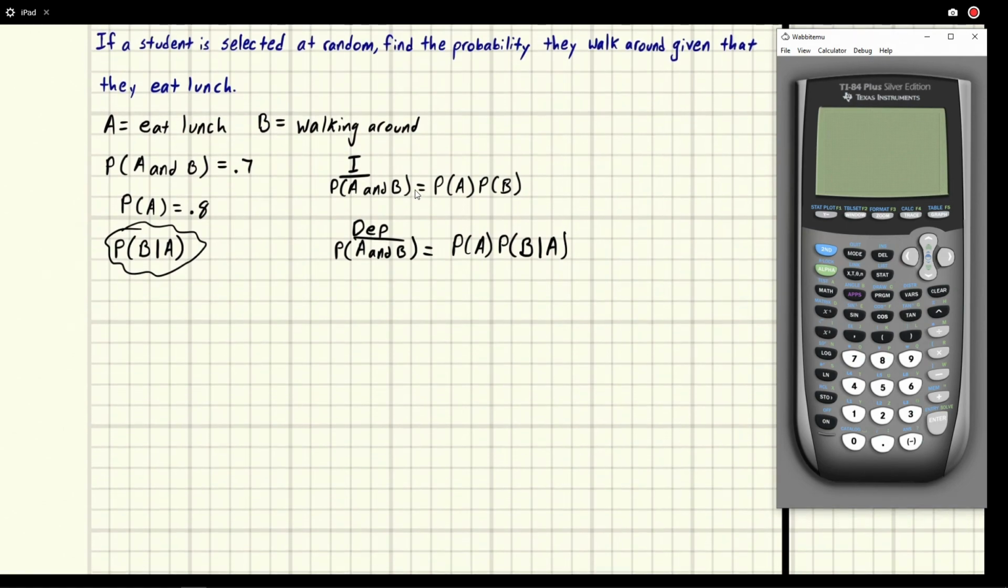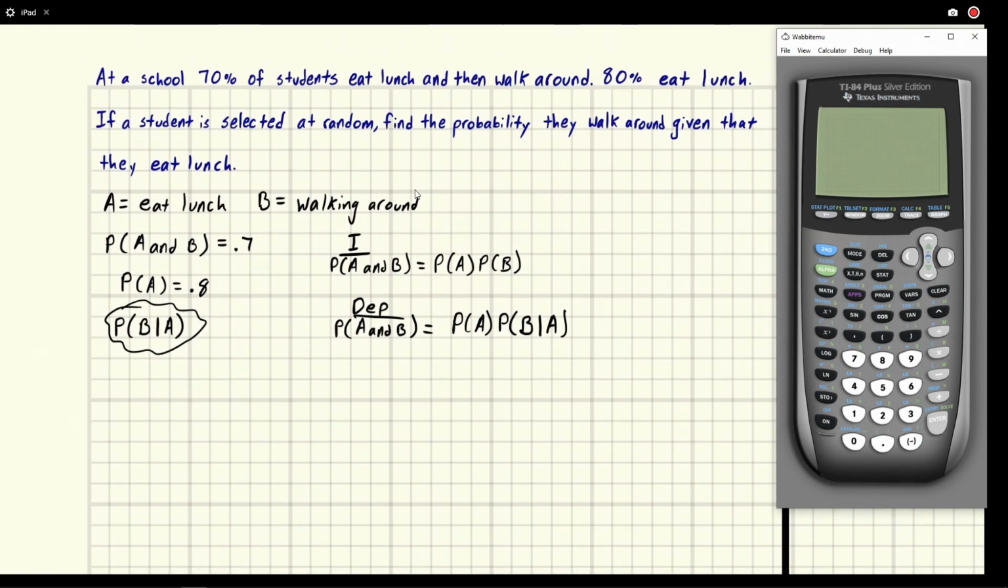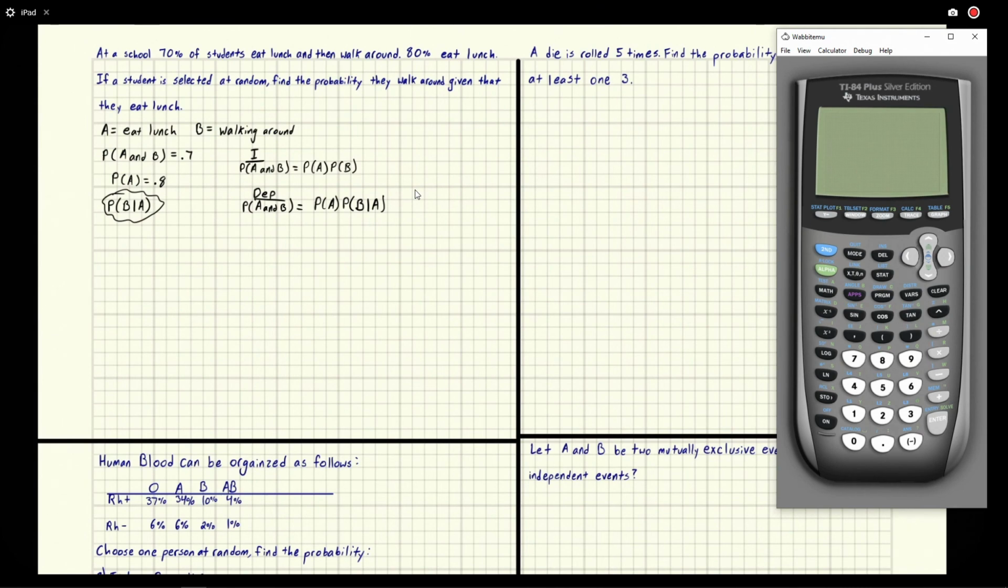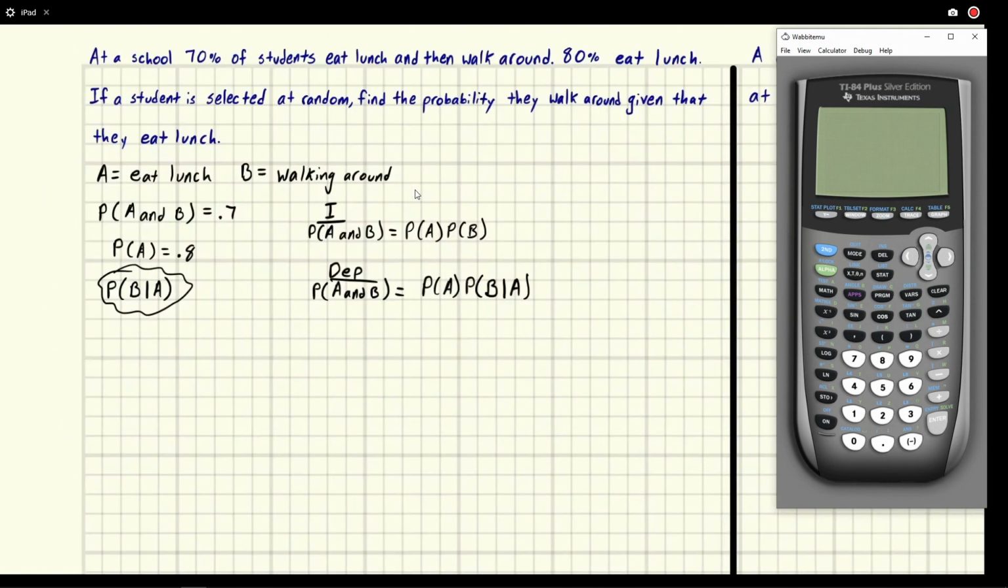So looking at this, we say, well, walking around and eating lunch probably are dependent events. So we're going to use the dependent one. And if it turns out that they're independent, it's fine because this will just wind up being the probability of B anyways. So it's a more conservative way of doing things.